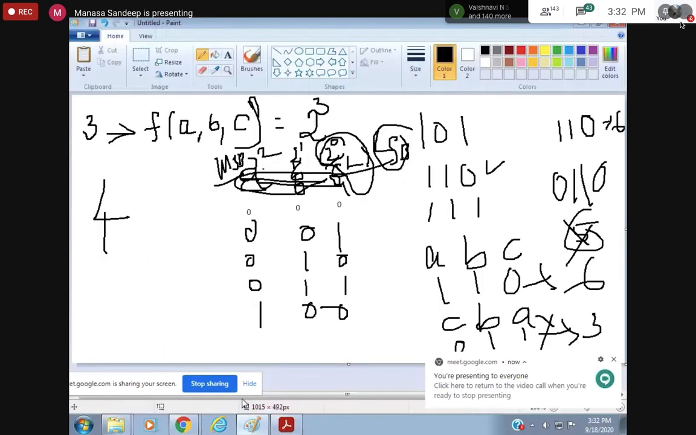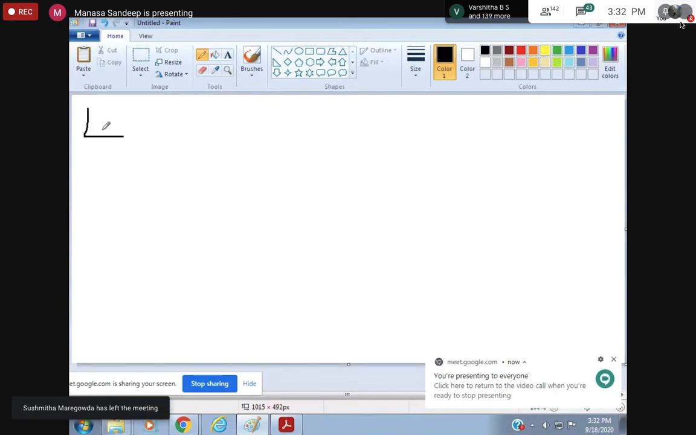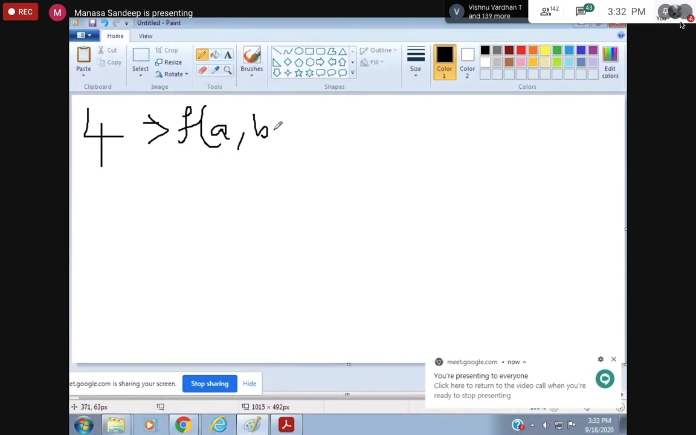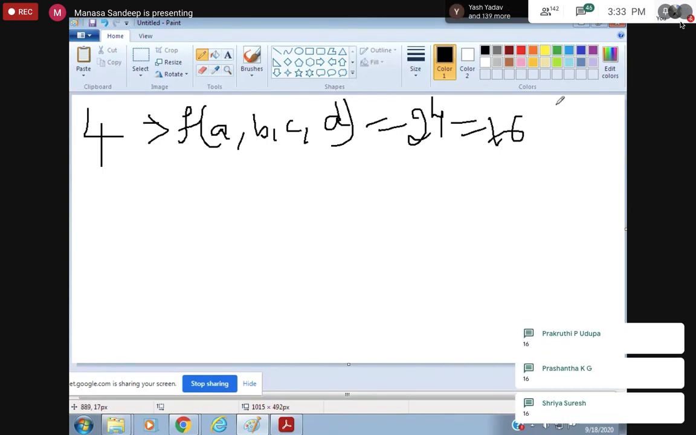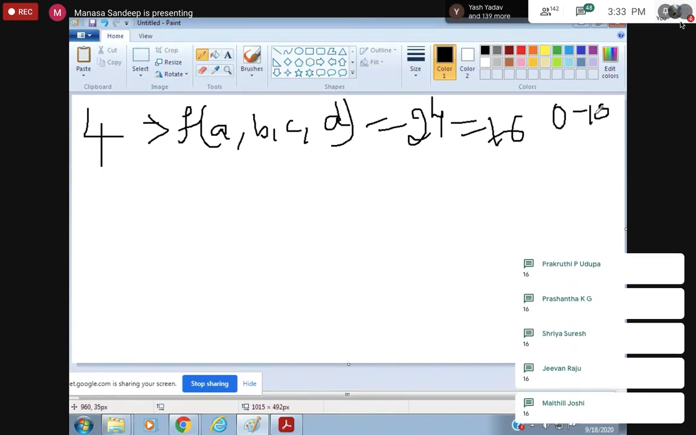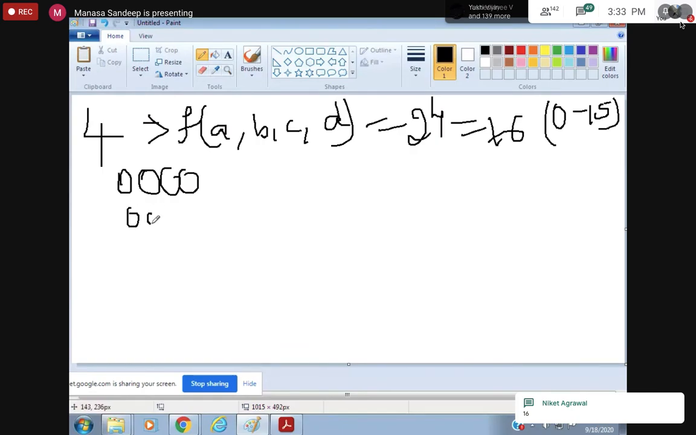Next, the last one is regarding 4 bits. How do you represent a 4-bit function? A, B, C, D. How many different values do we have? Yes, you people are guessing it correctly. It's 2 power 4, which is nothing but 16 values. Which are those values? 0 to 15 are the values. How do you represent them? You need 4 bits. So 0 0 0 0, 0 0 0 1.